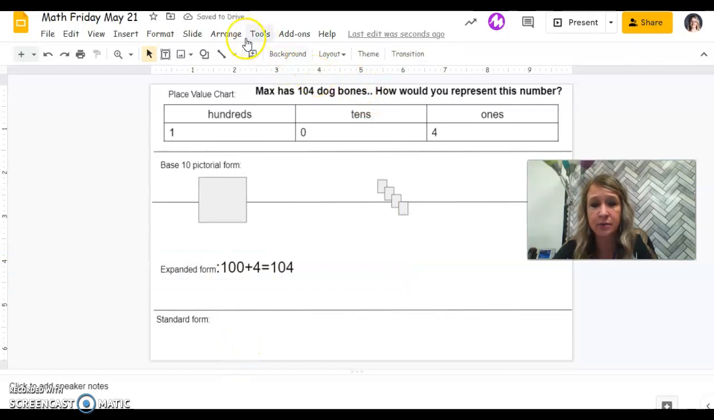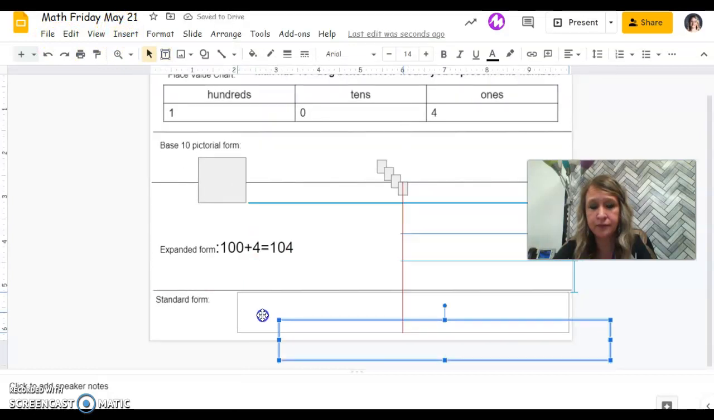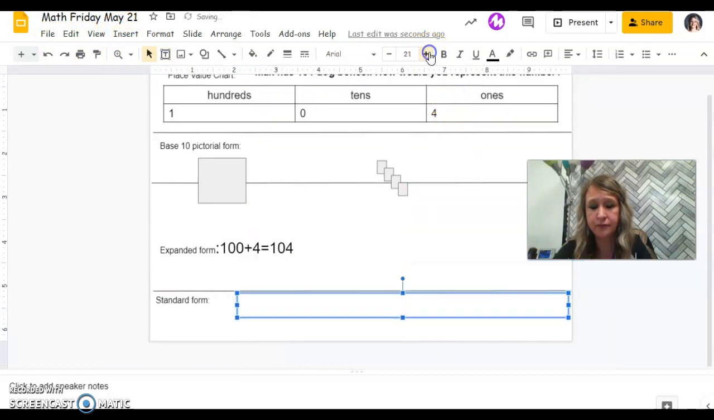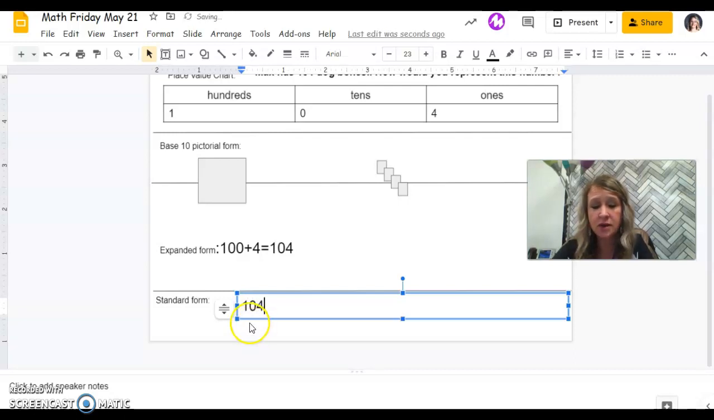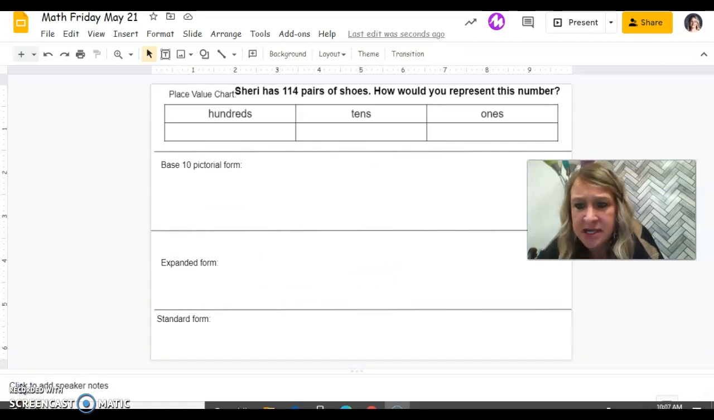I just write the number 1. And since there are no tens, I have to keep my 0 and 4 ones. Read this number with me. 104. Let's read it again. 104. Good job. Do you guys mind helping me with one more problem? This one looks kind of hard.